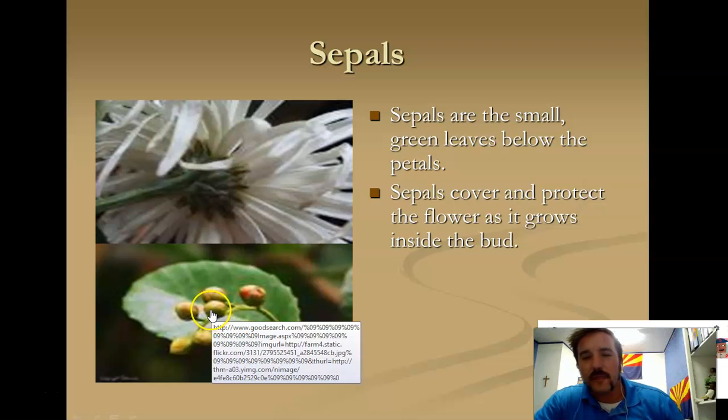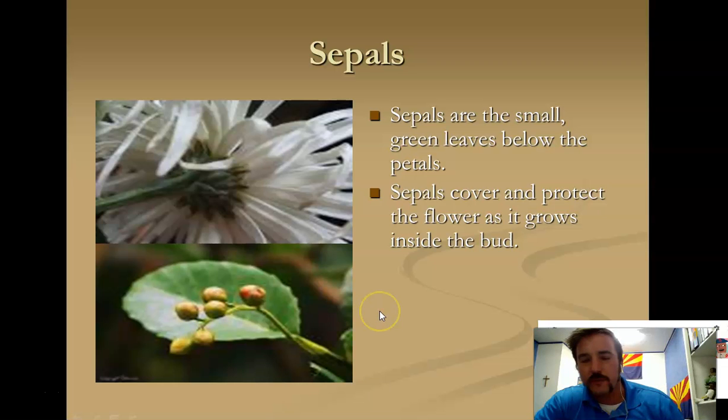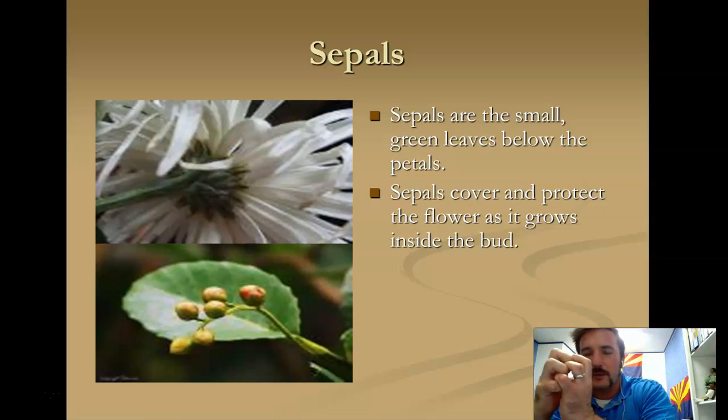But these little things are incredibly important when the flower is before it buds, before it spreads out, because they help protect it. Remember, going back to the last slide, the petals are important to attract animals, but they're also important to protect all the stuff inside the petals.